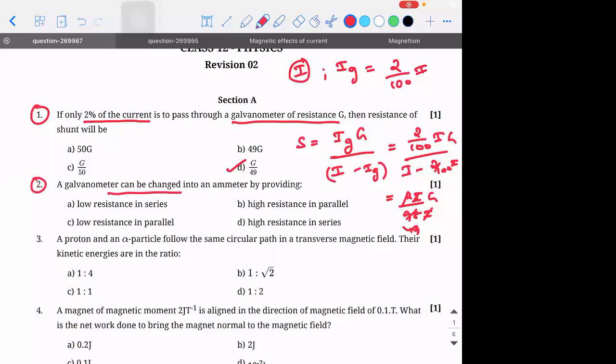So you can convert a galvanometer into an ammeter by providing low resistance in parallel. Where is it? Option C.